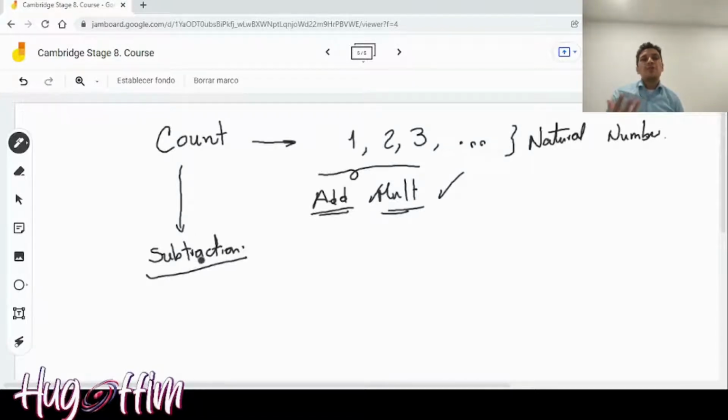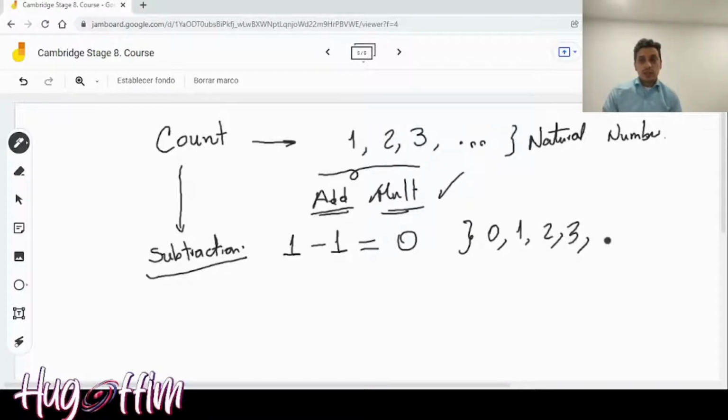there are two different situations. The first situation is what happens if you take 1 minus 1, the same natural number subtracted by the same natural number. As you can see, this is not a number you can count, because it's 0. And 0 is going to include you in a new number set. It's the set that includes not only the natural numbers, but also the 0. This is called the whole number system.